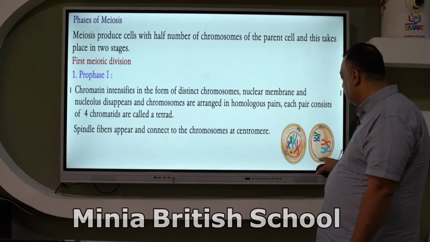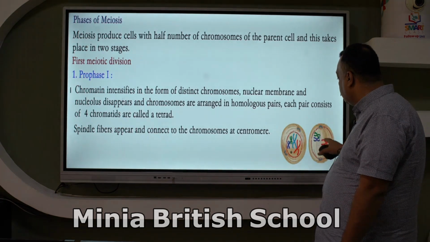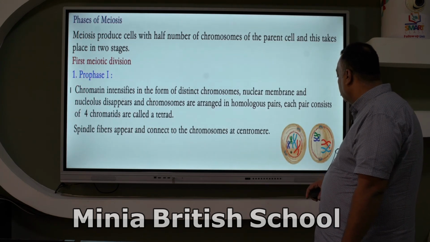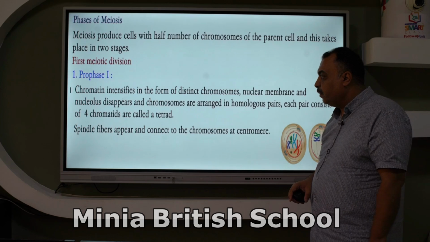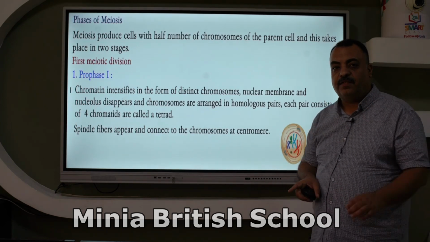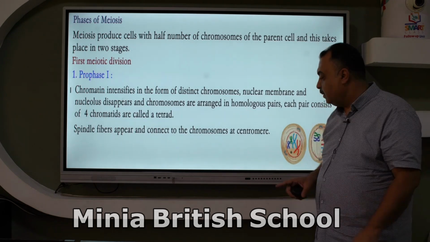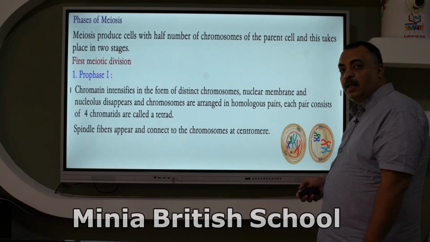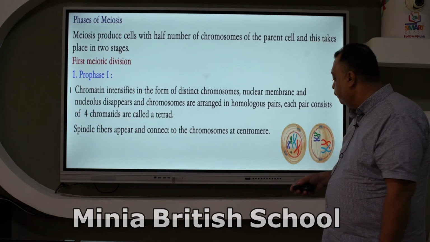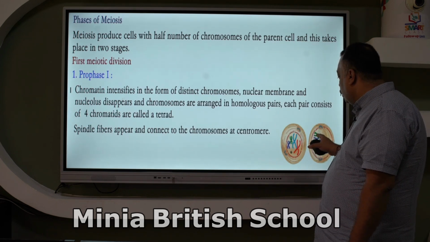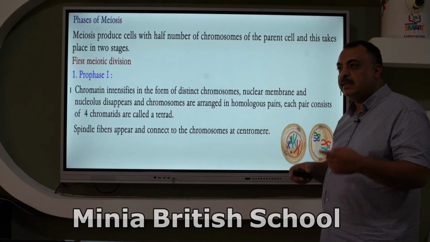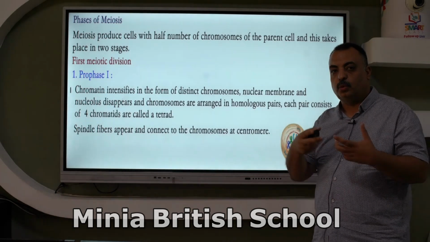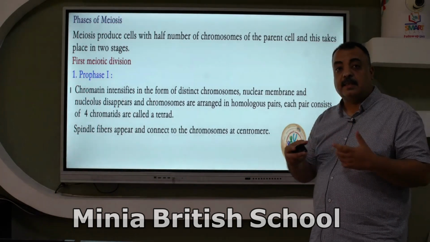The 2 centrioles are at the 2 poles of the cell, and the spindle fibers spread to attach to the chromosomes at the centromere. In this stage, a very, very important phenomenon takes place. At the end of prophase 1, the crossover phenomenon takes place. The chromosomes become arranged as a tetrad, two chromosomes corresponding to each other, two chromosomes in front of each other. This forms a tetrad.